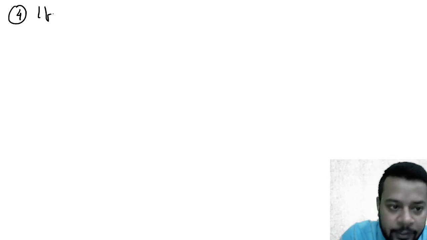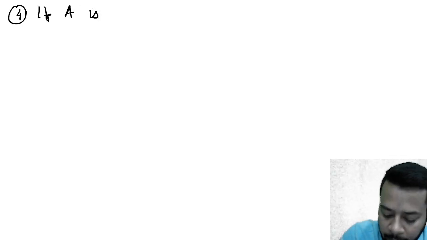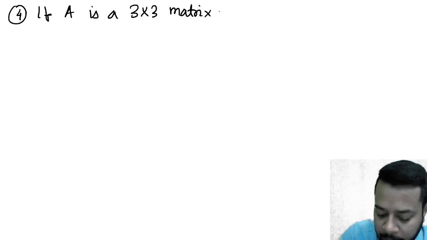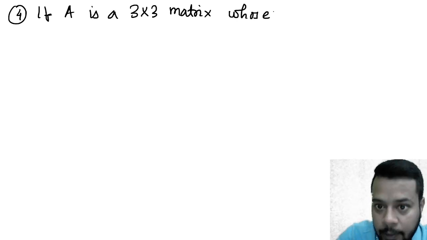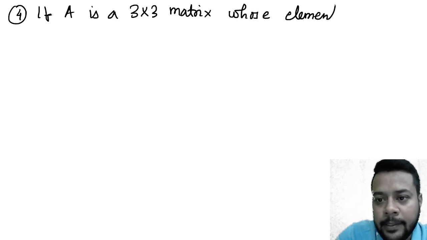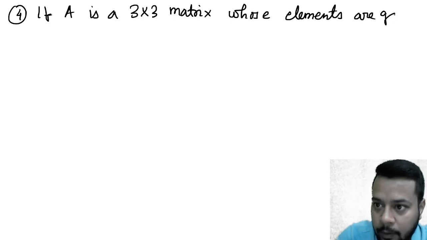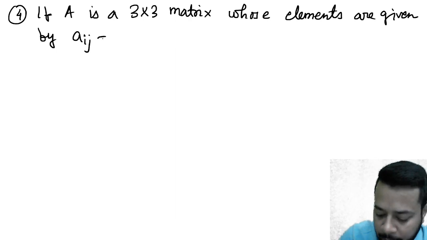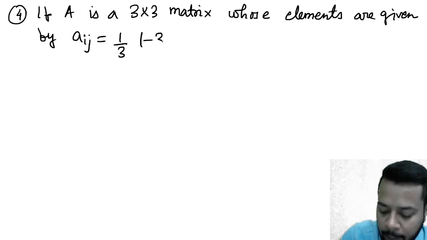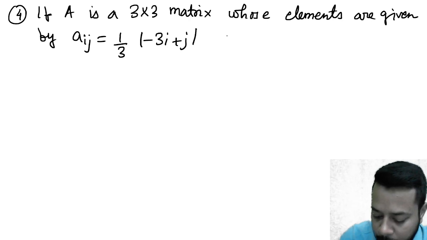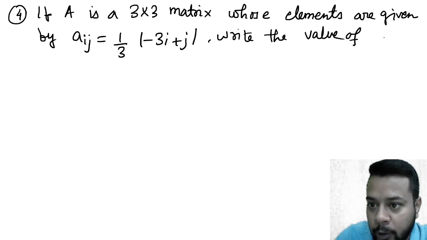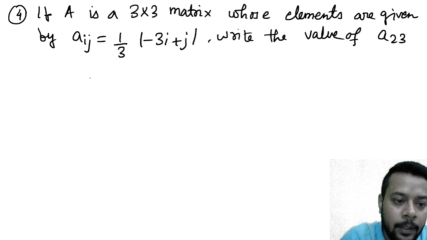In question number 4, they have said, if A is a 3 by 3 matrix whose elements are given by Aij is equal to 1 by 3 mod of minus 3i plus j, write the value of A23. So this is very simple.